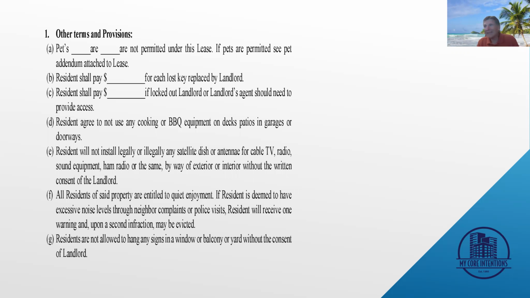Residents agree not to have barbecue equipment on patios or balconies above the first floor. I always talk to people about that because it's so easy for a barbecue to get out of hand on a tenant, especially a gas one. You could wind up with bigger challenges. Residents do not install any TV dishes or TV antennas on the side of a building or hanging off a balcony. I don't like to see that.